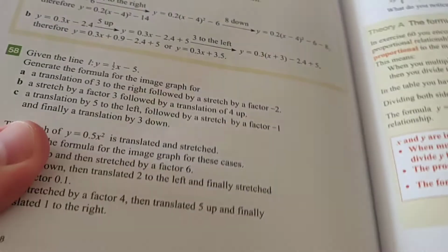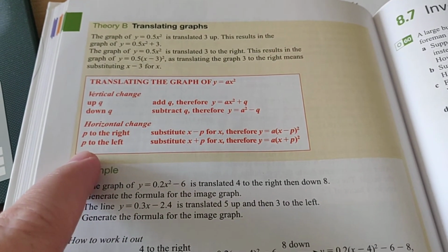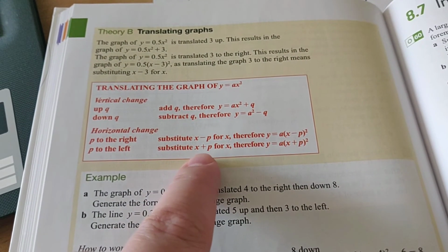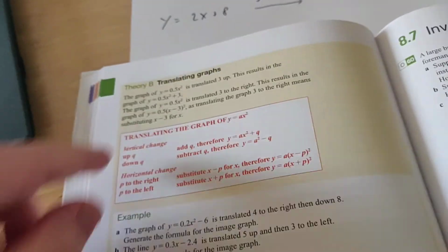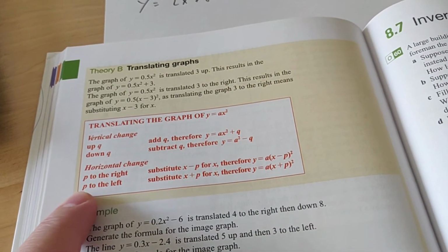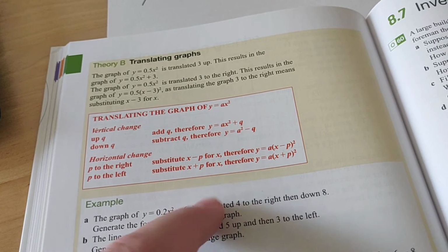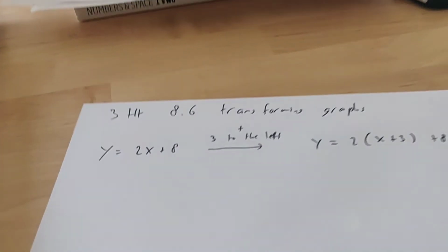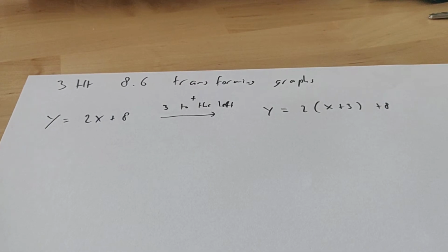In the book here, I write it down a bit weird, I think, but here they say if you go p to the left, then you substitute x plus p for x, right? So in my example here, if you go 3 to the left, that means that p is 3, so you get x plus 3 instead of x, right? So that's what we did here.